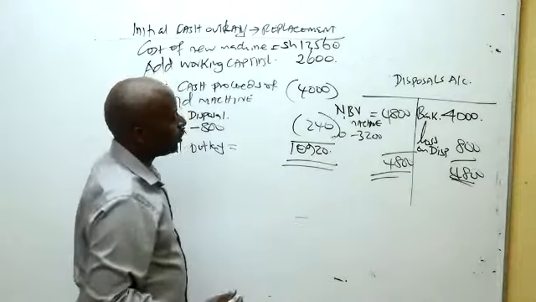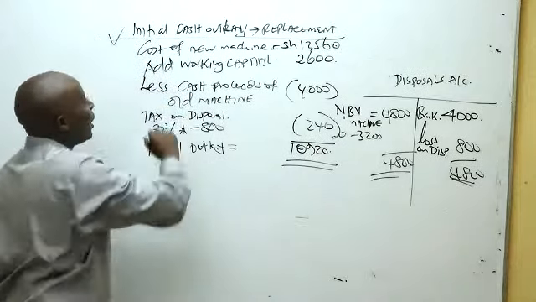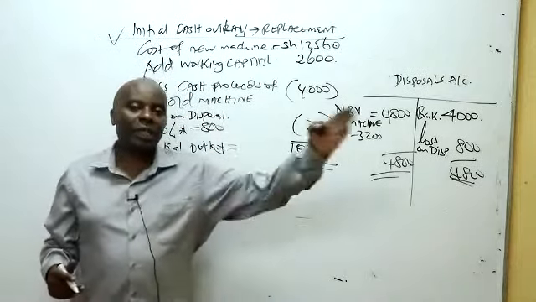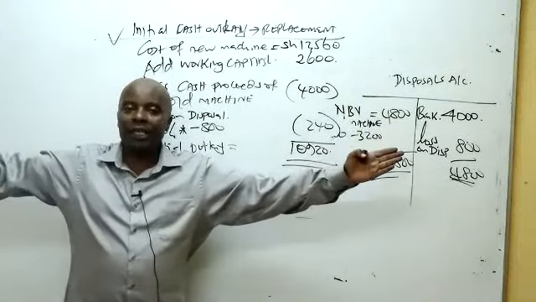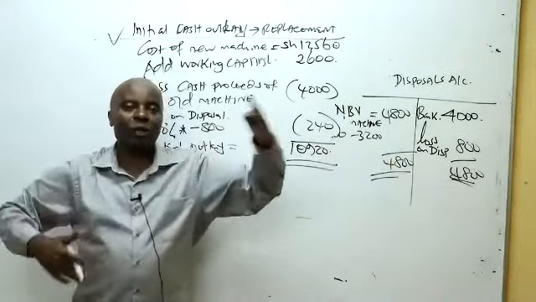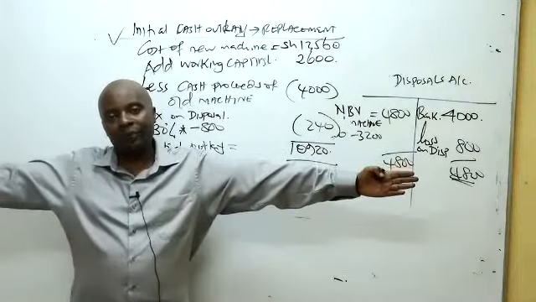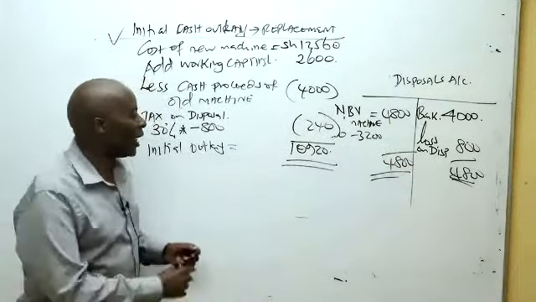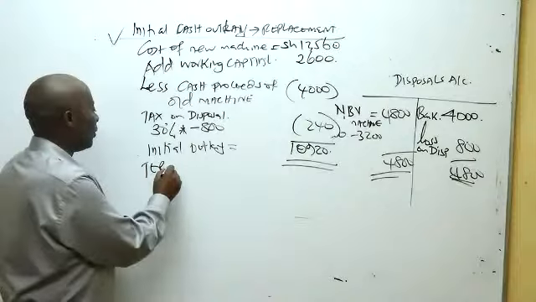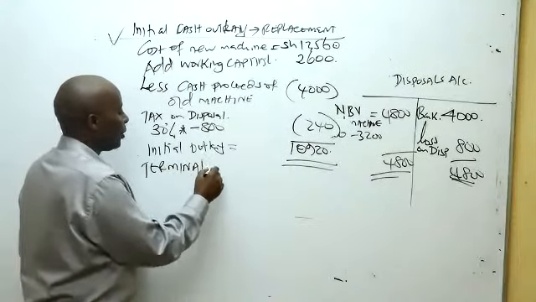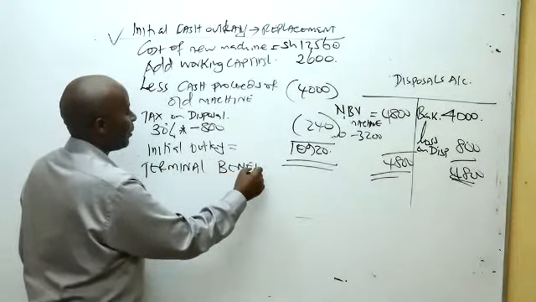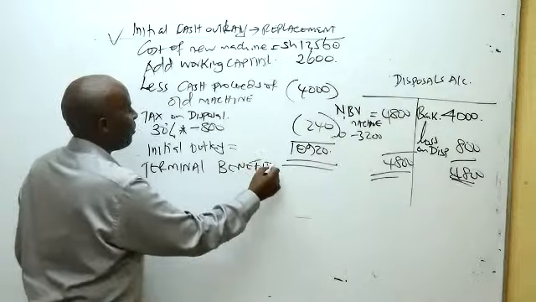Thank you very much. Now, having gotten this initial outlay, I told you three things: cash flow at the beginning, cash flow at the end, and then cash flow in between. So we've gotten cash flow at the beginning. Let's get cash flow at the end. Cash flow at the end, we normally call the terminal benefits.